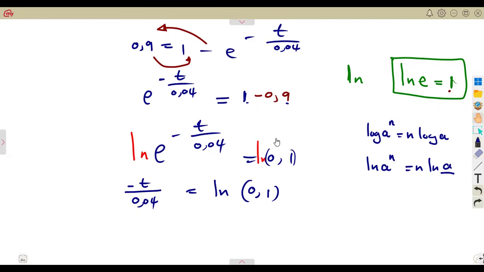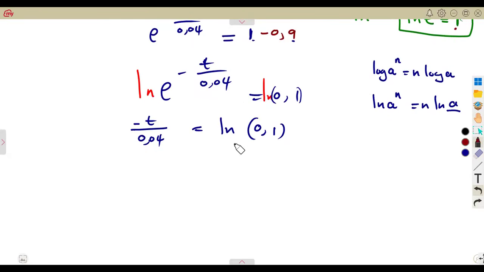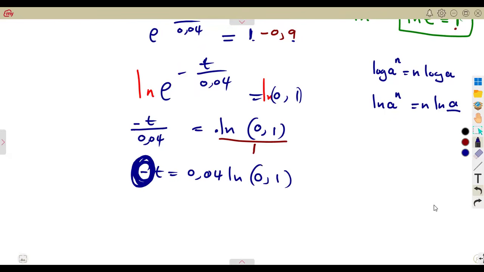We have now gone back to our normal equation. This is just a fraction, so let's cross multiply. 1 multiplies this side, so it's going to be minus t is equal to 0,4 multiplies this, so it's going to be 0,04 times the ln of 0,1. So definitely to find t, I must divide by this -1 here. Because it was a negative here, you divide by it, so here it will be a negative, just like that.